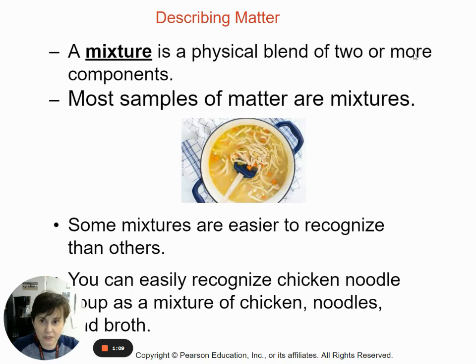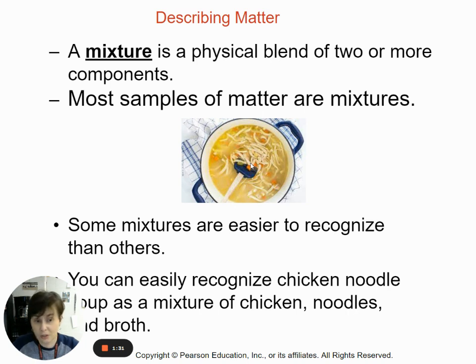Because coffee itself is a mixture. A mixture is a physical blend of two or more components. Notice it's physical. It's not a chemical blend. It can be separated. Most samples of matter are mixtures, like chicken noodle soup. Some are easier to recognize than others. As you can see, you've got a mixture of chicken, noodles, and broth. It doesn't look all the same.